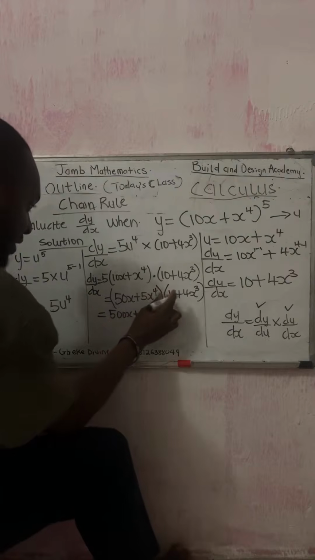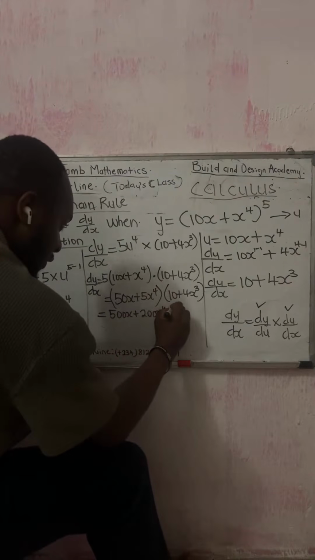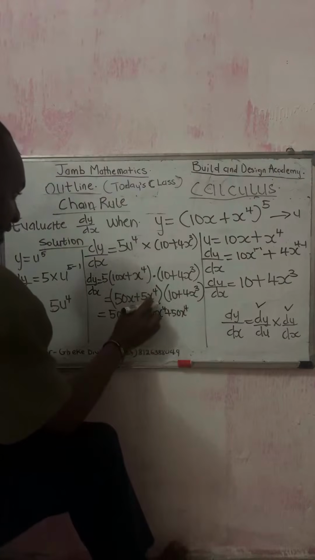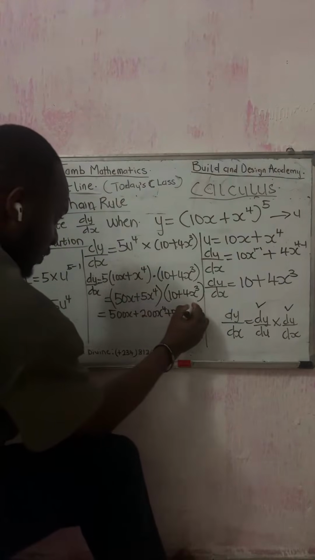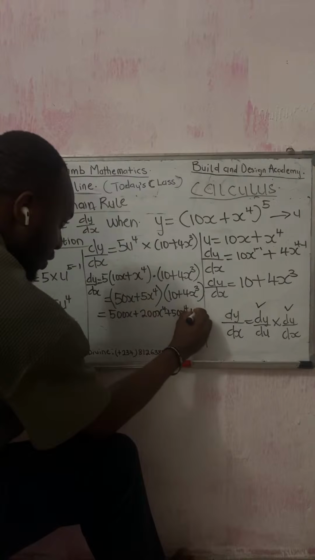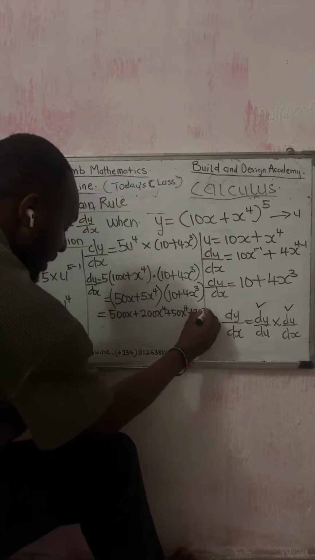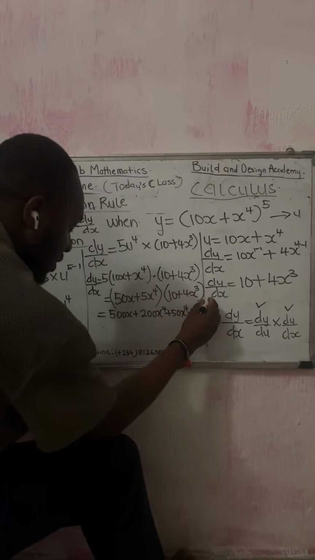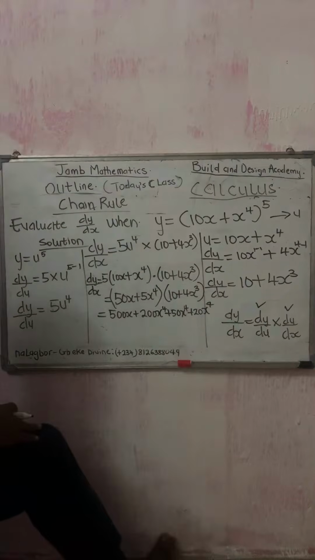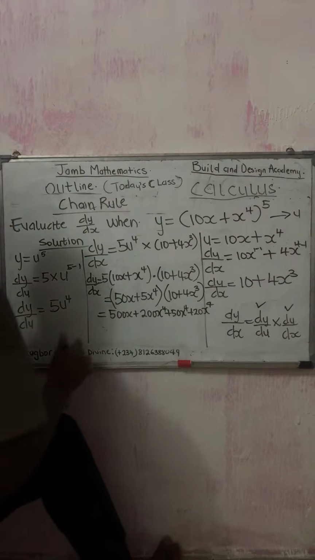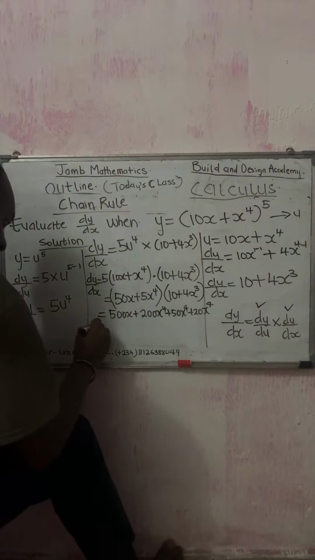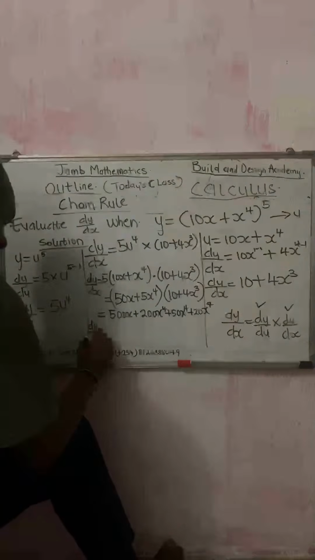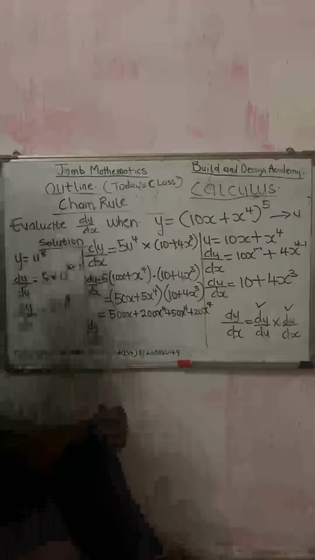Now we'll do this one. 5x raised to the power 4 times 10 will give us plus 50x raised to the power 4. 5x raised to the power 4 times 4x raised to the power 3 will give us plus 20x raised to the power 7. So now our dy over dx, we are simply looking for dy over dx.